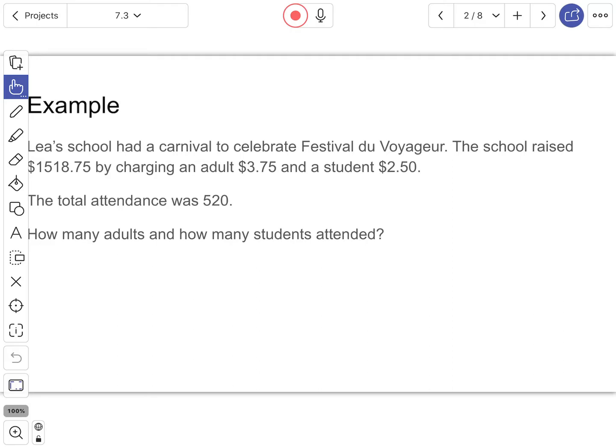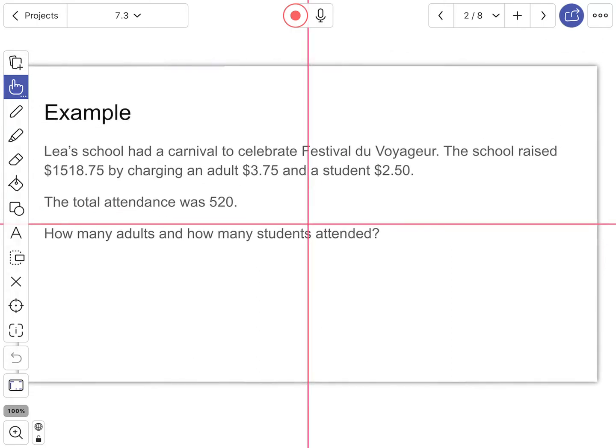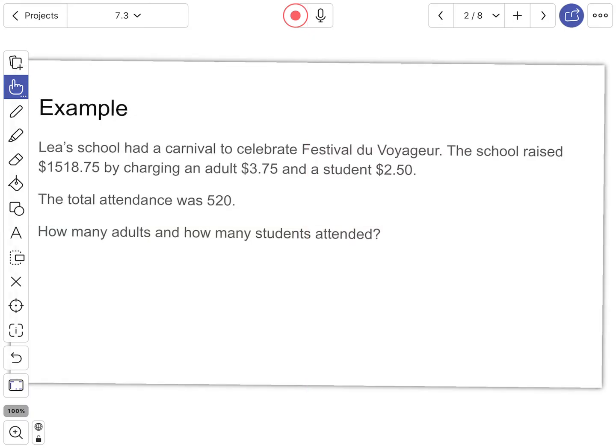Leah's school had a carnival to celebrate Festival de Voyageur. The school raised $1,518.75 by charging an adult $3.75 and a student $2.50. The total attendance was 520. How many adults and how many students attended? So that's our scenario we'll look at, and we'll use our graphing calculator to solve.